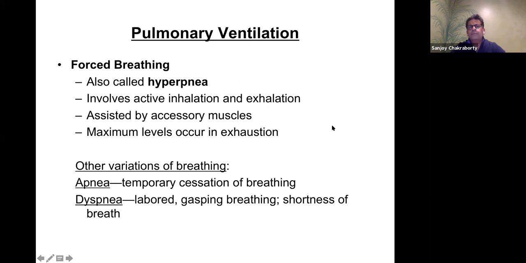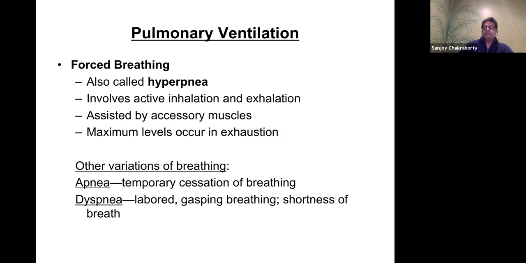But if you go to forced breathing, or what we call hyperpnea, they have both active inhalation and active exhalation. That means you're actively breathing in both cases. So you inhale and exhale both in an active way. What does that exactly mean? That means inhalation is active. We know that, let's say, the diaphragm we actively contract.